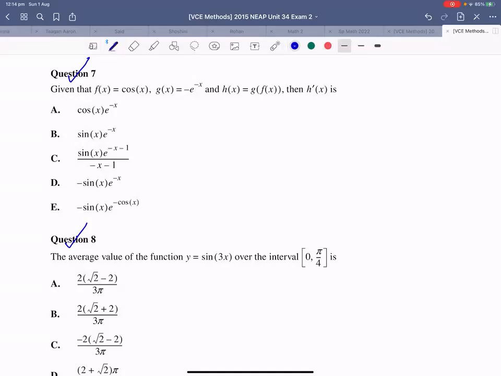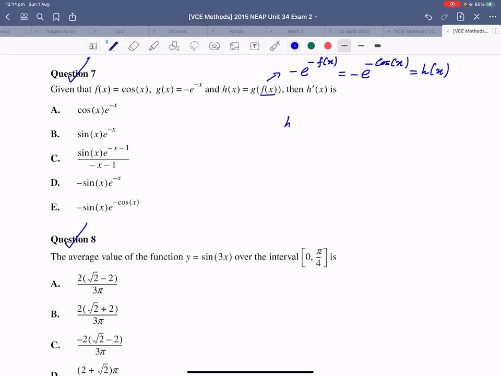So 7, you need to find h(x). So it's a composite function here. So g is minus e to the x. Now x is replaced by f(x). So it should be minus f(x). So that would be minus e to the, f(x) would be cos x. And that is now h(x).